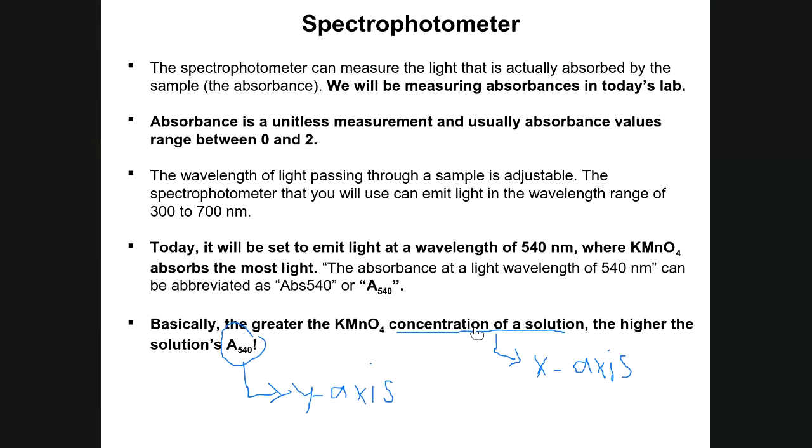So when you label your axes, the y-axis will simply be labeled A540, meaning absorbance at a wavelength of 540. When you label your x-axis, you're going to give me brackets and the concentration. Is it molarity? Is it micrograms per microliter, milligrams per deciliter? You're going to give that on the axis. You'll put KMnO4 on the x-axis and then give me the units of concentration on that axis.